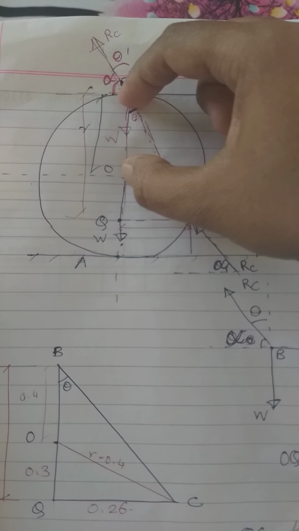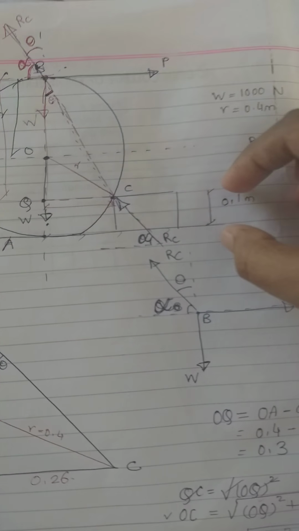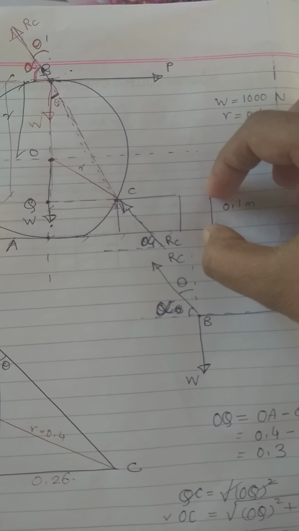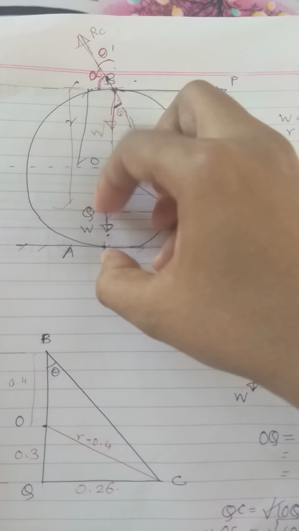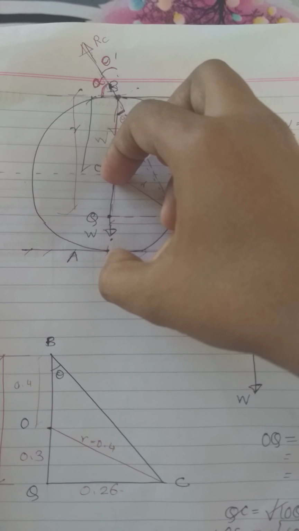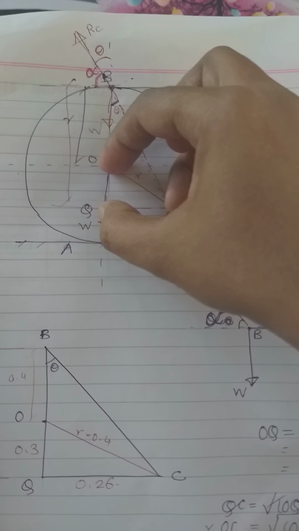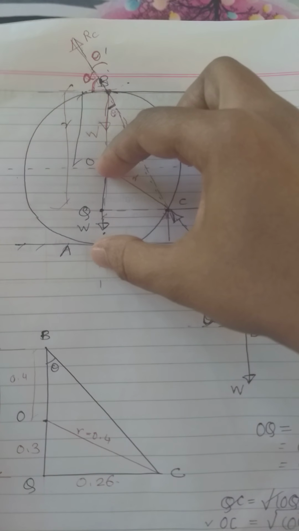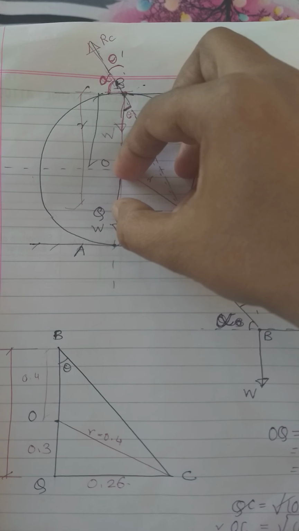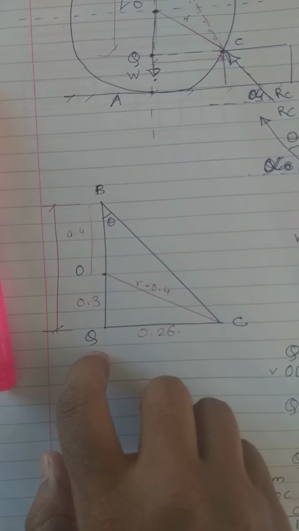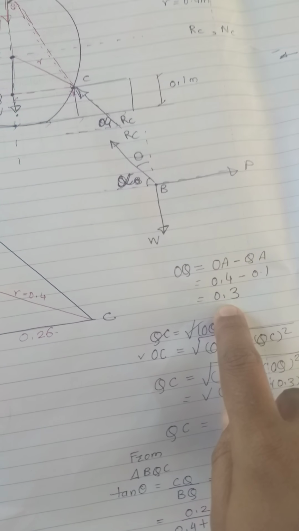OB is nothing but the radius. OA is nothing but the radius. We know the height of the block is 0.1, so this QA is 0.1. OA is the total value, the radius. So can you find out this OQ value? This minus this is nothing but OQ. So OQ is 0.4 minus 0.1, so it is 0.3.